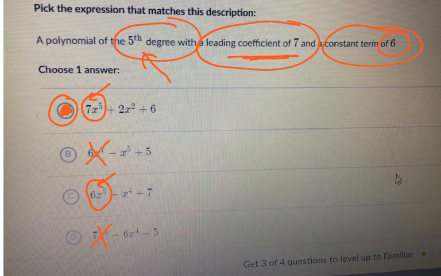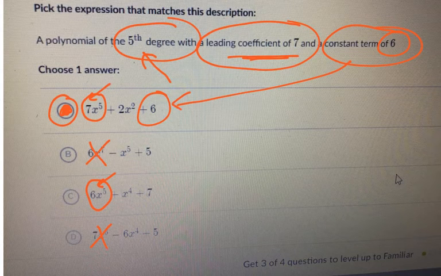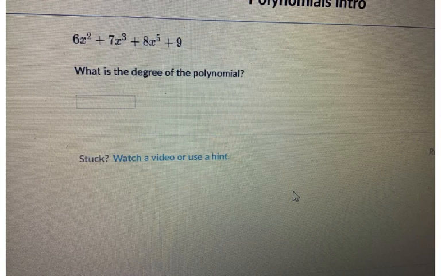And then you could double check, see how the last number is a 6 as well. The constant term was 6. So degree means the highest power, basically. Leading coefficient means the number in front of the variable of the highest power. And the constant term 6 means the number by itself without a variable. So anyways, I clicked on A. I got it right. Here's my third question.